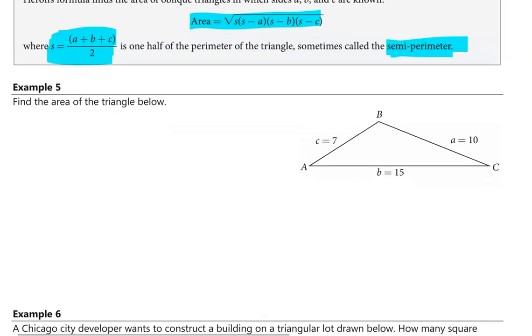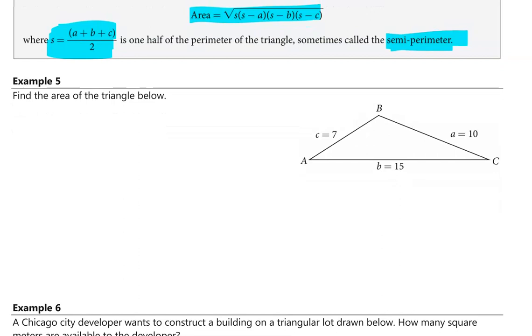Okay, let's use that formula to answer example number 5. Find the area of the triangle below. As you can see here, given all the three sides, A is 10, B is 15, C is 7. And we want to find the area. So first, you have to solve for s. A plus B plus C over 2, add all the sides, 10 plus 15 plus 7 divided by 2, which is 32 over 2, equal to 16.